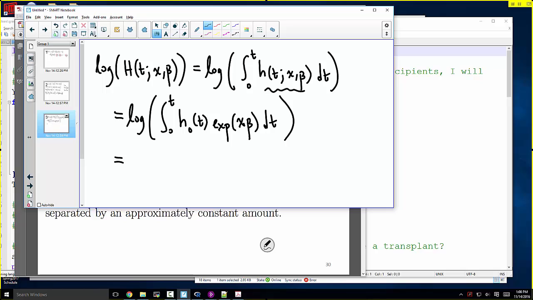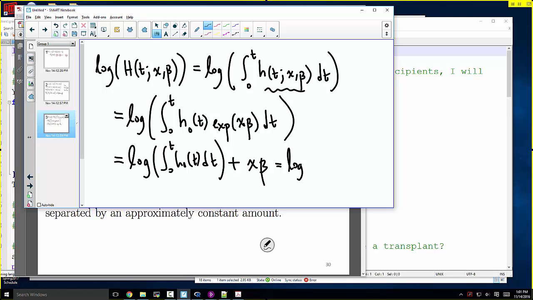Which means this is log of integral 0 to t h0 of t dt plus x beta. I could pull that e to the x beta outside of the integral. Then it's a log of a product, which is the sum of the logs. So this is just some quantity, log capital H0 of t, we could call it, plus x beta.